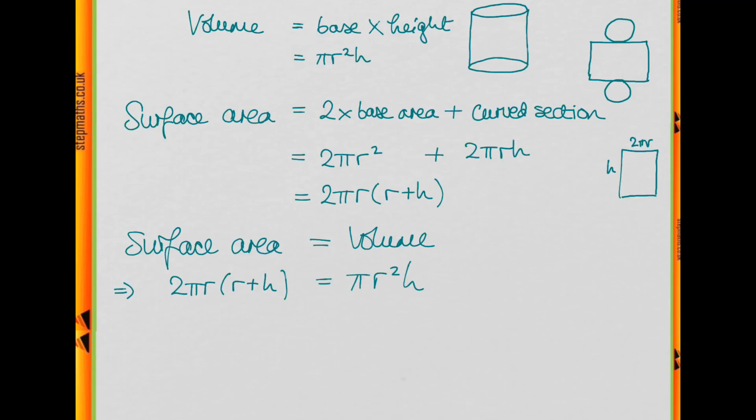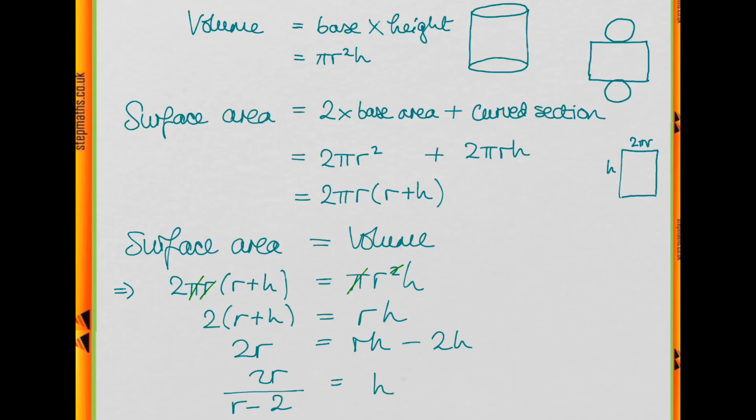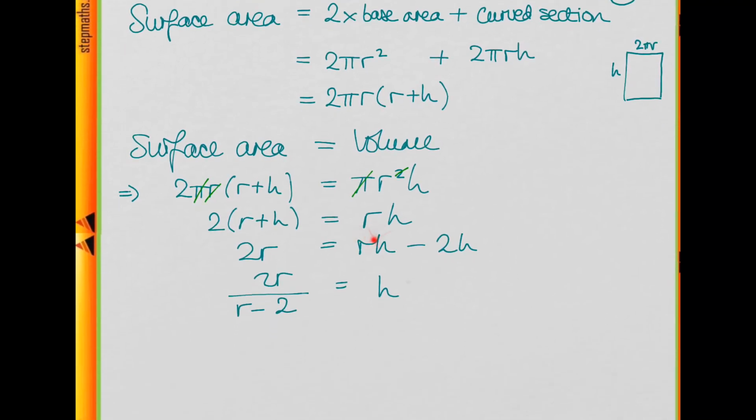Well, the first thing that we can do immediately is cancel some things out. So we have pi and r on both sides, so let's cancel those now. So we get that 2 lots of (r + h) is equal to rh. We expand this out and collect the h terms so that we can find h in terms of r. So now we just divide through by r minus 2, because we have a common factor of h over here, and we get h is equal to 2r over (r minus 2). So our answer is A.